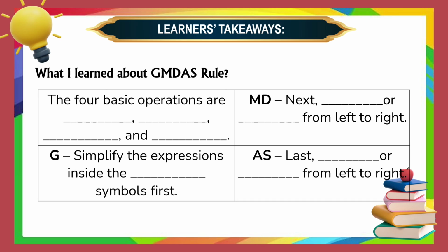So the 4 basic operations are addition, subtraction, multiplication, and division. G stands for grouping. And then MD, M is multiplication, D stands for division, AS, A is addition, and S is subtraction, from left to right.